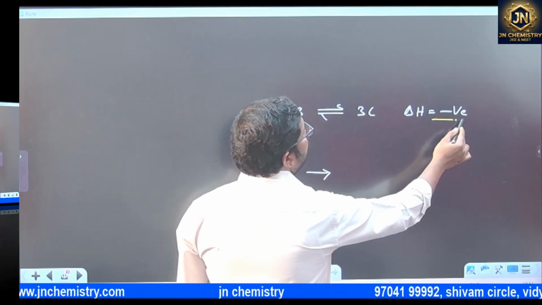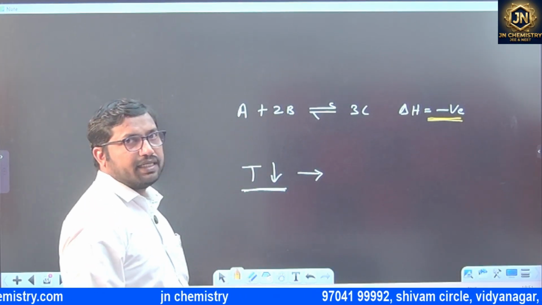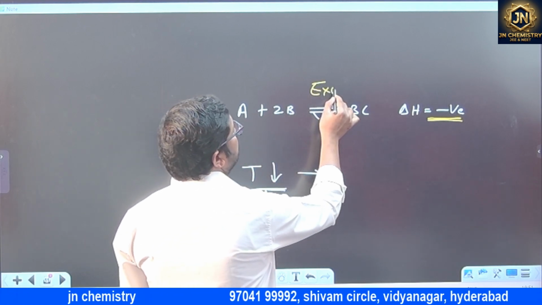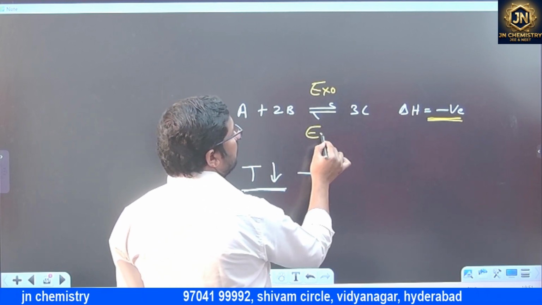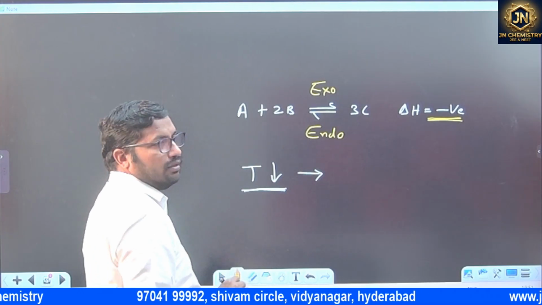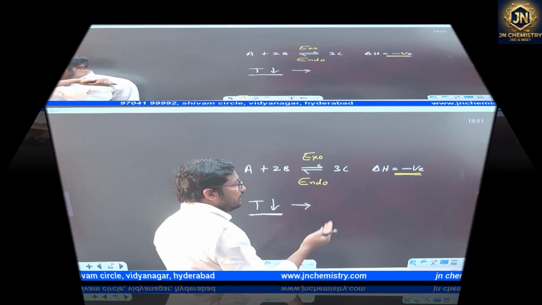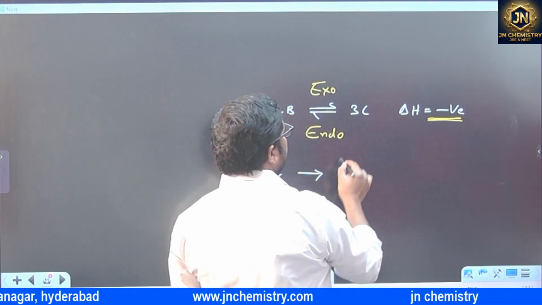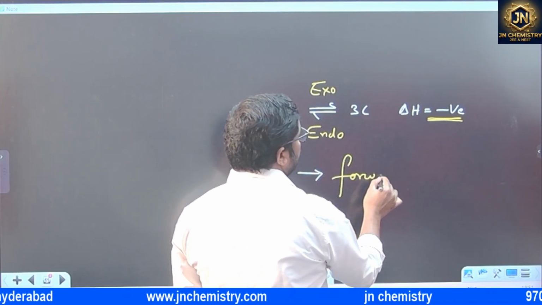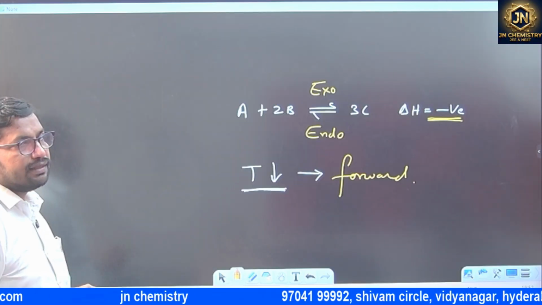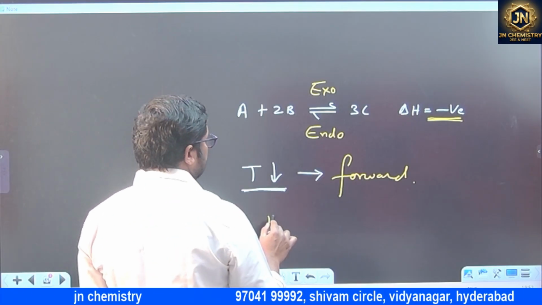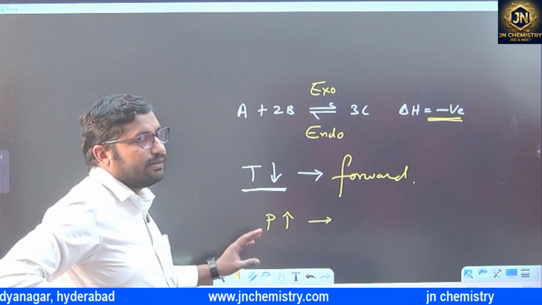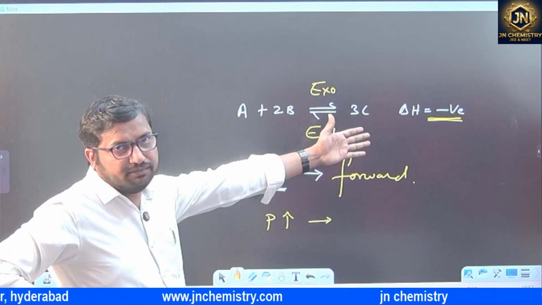Delta H is negative. First we need to cross check this. Delta H is negative means the forward reaction is exothermic and the backward reaction is endothermic. Temperature decrease means low temperatures are favorable for exothermic, and exothermic means forward reaction. In this case, if I am increasing the pressure, what happens? No change, because the number of moles is 3 and 3. No change.